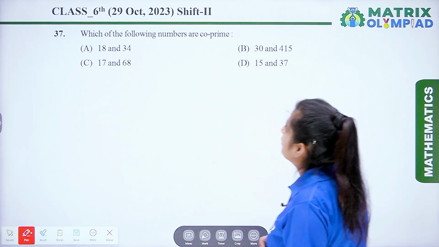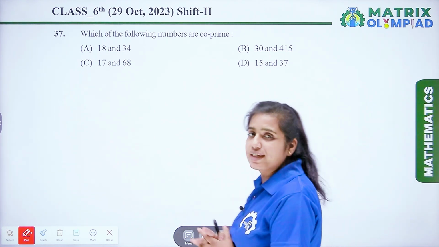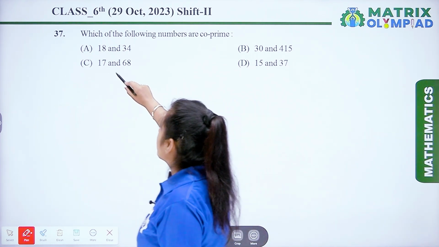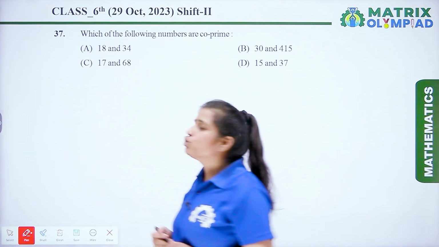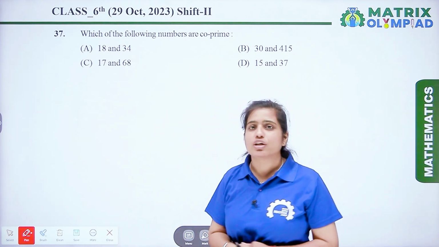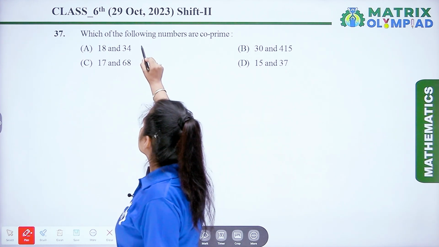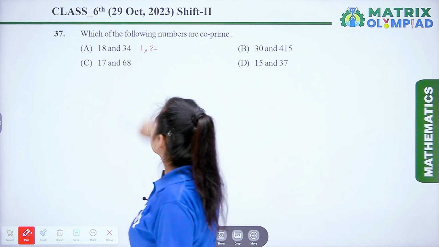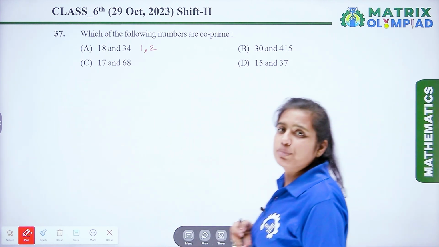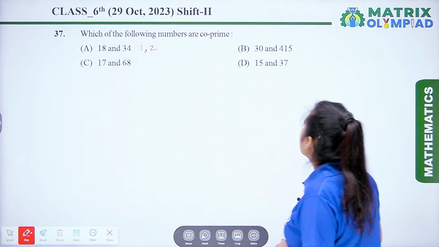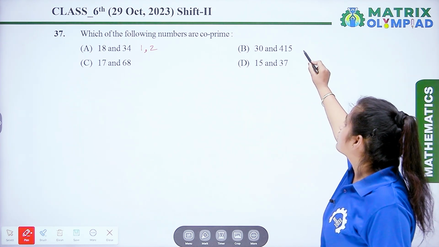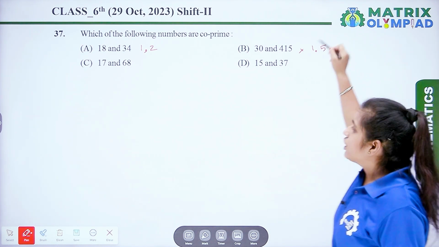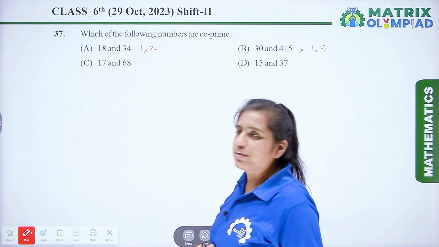Which of the following numbers are co-prime? So here we have to find out the co-prime numbers. Here in option A, 18 and 34. These two numbers are not co-prime because here the HCF other than 1 is 2. Now in the next option B it is 30 and 415. So this is also not a co-prime pair because other than 1 we have a common factor 5.